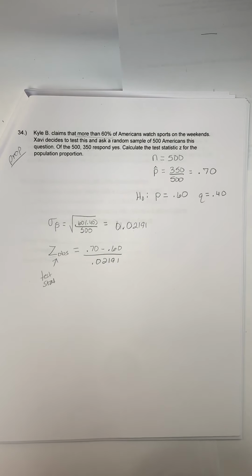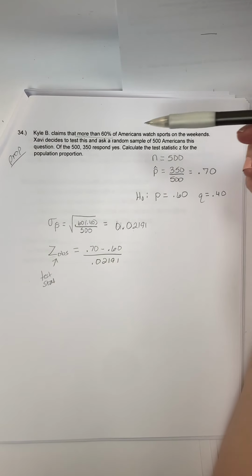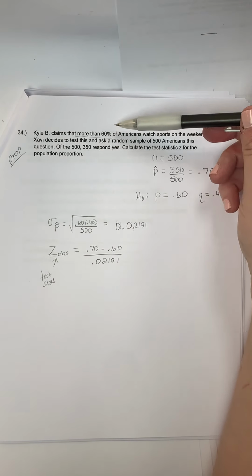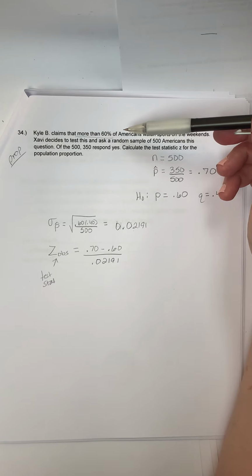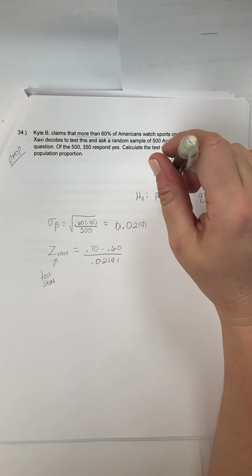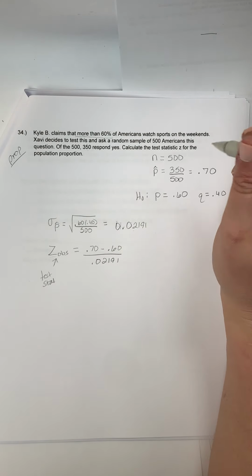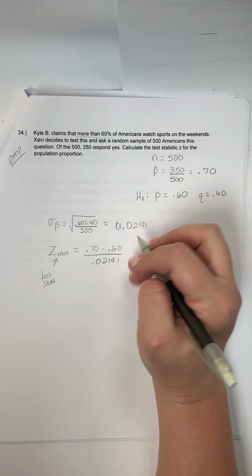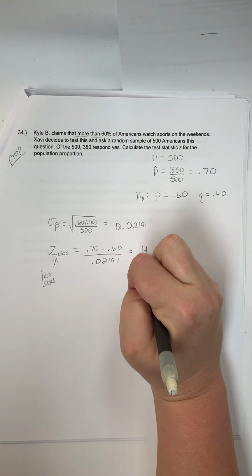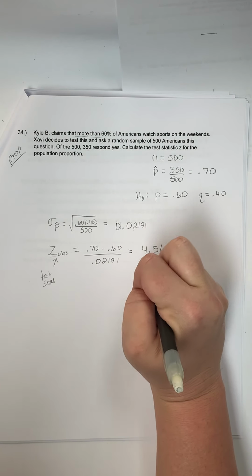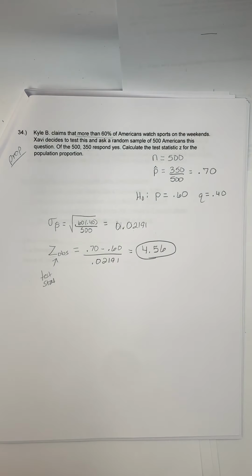Now, a lot of students during the test normally come up to me and say, how do I know which one is p and how do I know which one is p hat? Remember, p is the claim. It's the original mu or p equals. P hat comes from the sample. It's the percentage from the sample or the number from the sample. This ends up being that 4.56 that I tried to write earlier. That is your z observed or your test statistic.